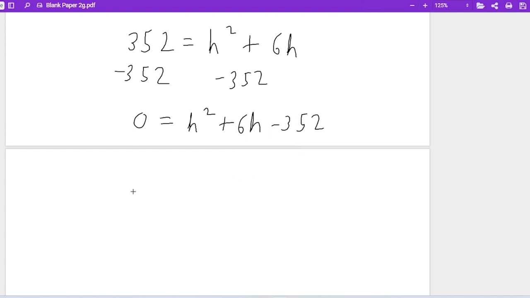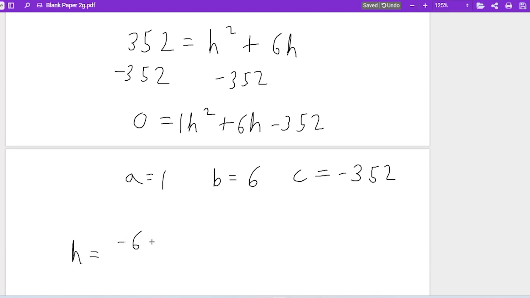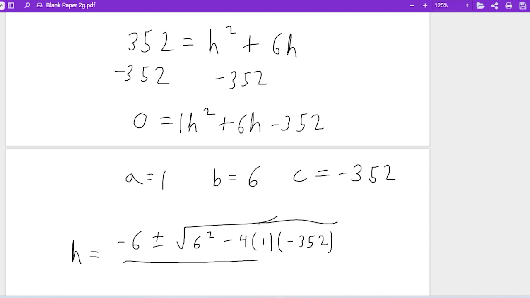So instead, I'm just going to use the quadratic formula, which is what I would probably do on a test anyway, where a is 1 because there's a 1 in front of the h squared, an invisible 1. B is going to be 6, and C is going to be negative 352. And all I need to do is plug in the quadratic formula, which is going to say h equals negative b, so negative 6, plus or minus the square root of b squared, so 6 squared, minus 4 times a times c, so 4 times 1 times negative 352, all divided by 2 times a, or 2 times 1.